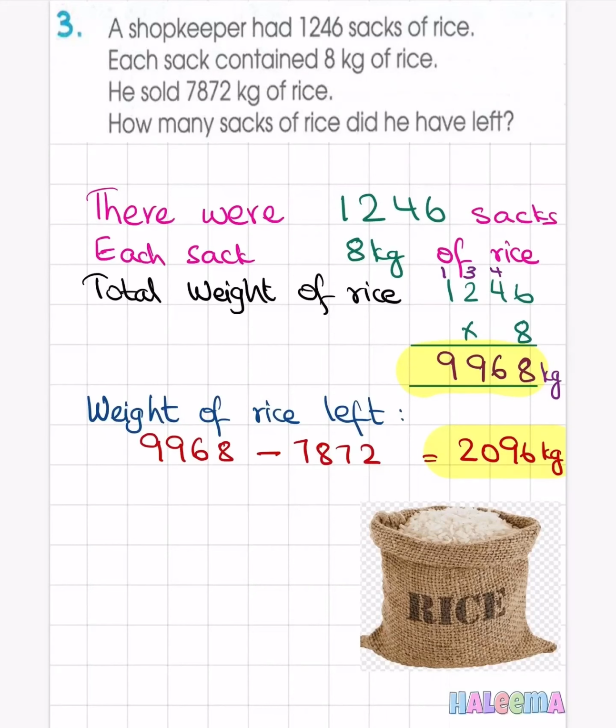In the last step, the question says, how many sacks of rice did he have left? Now remember, each sack contained how many kgs of rice? 8 kgs of rice. That's right. So 2,096, we're going to divide it with 8 and we get the remaining sacks of rice, which is 262.